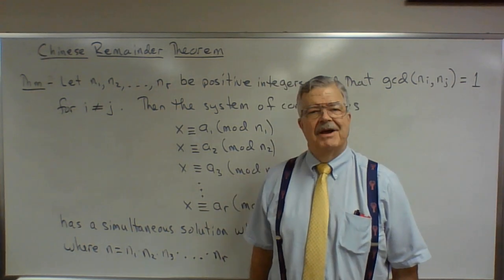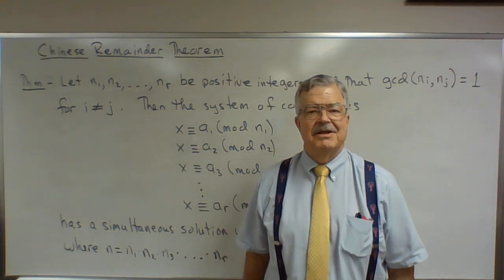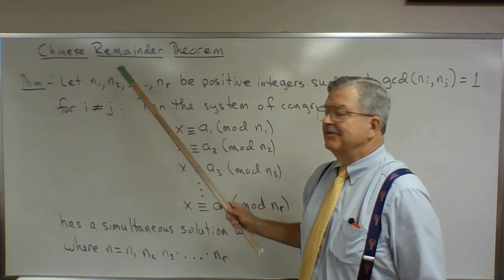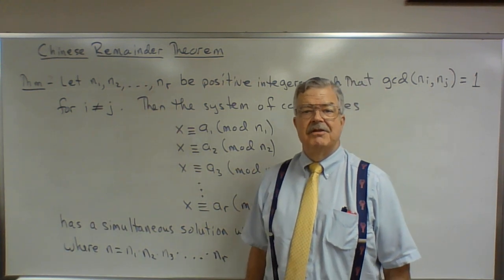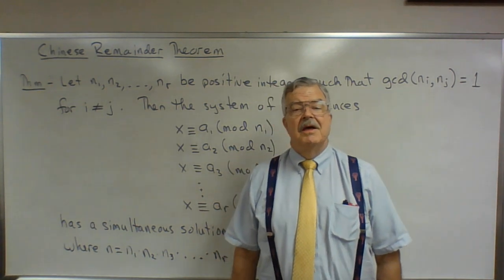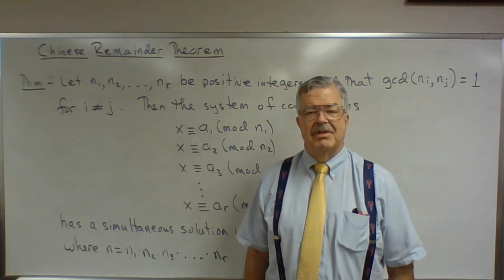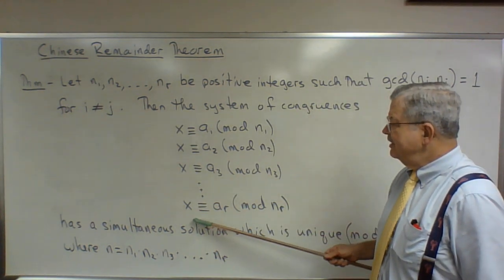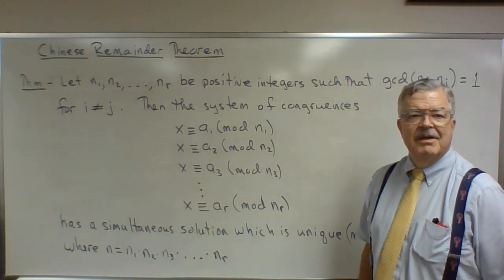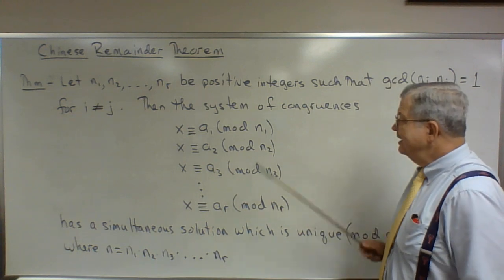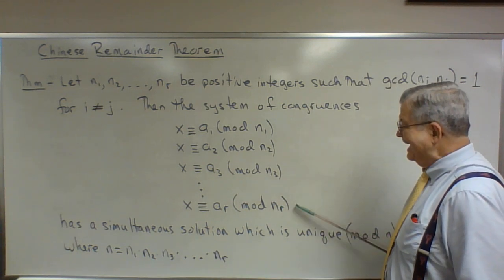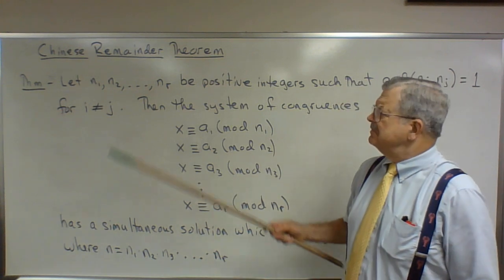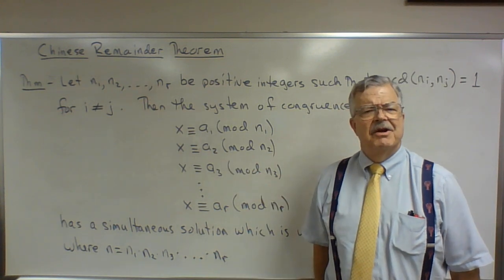Welcome to our final lecture, lecture 19 of number theory. And today we're going to be talking specifically about the Chinese Remainder Theorem. And this applies to systems of linear equations in one variable, mod different n's. It's called the Chinese Remainder Theorem.